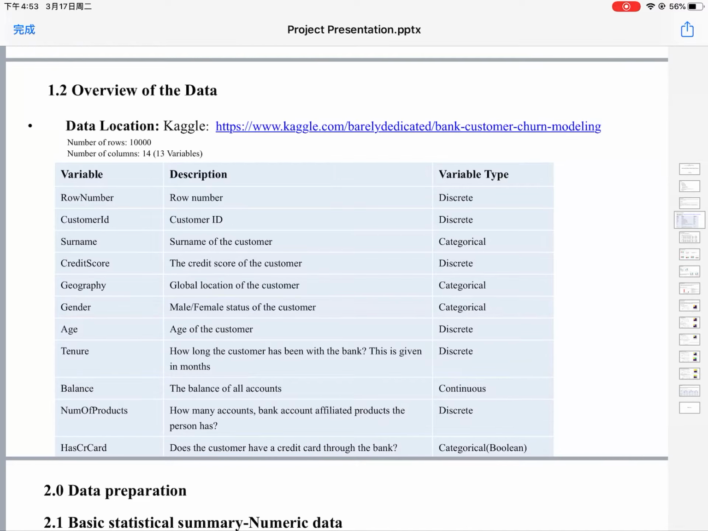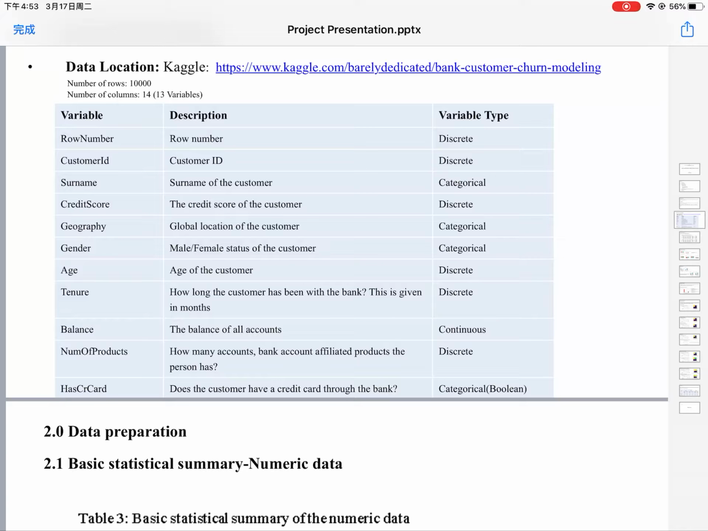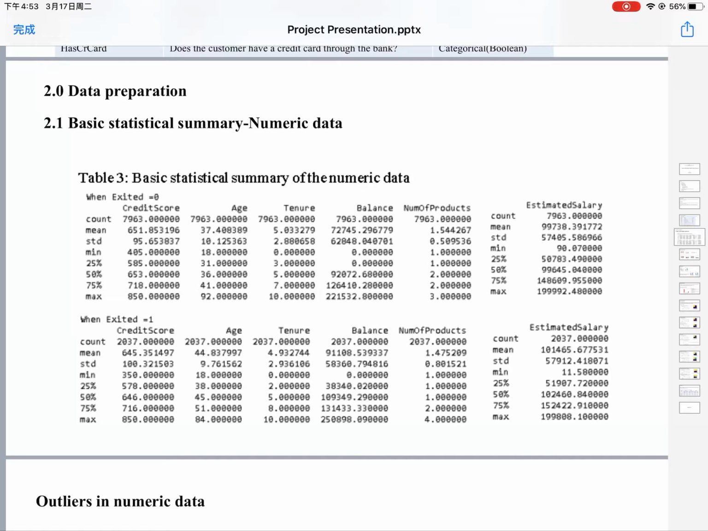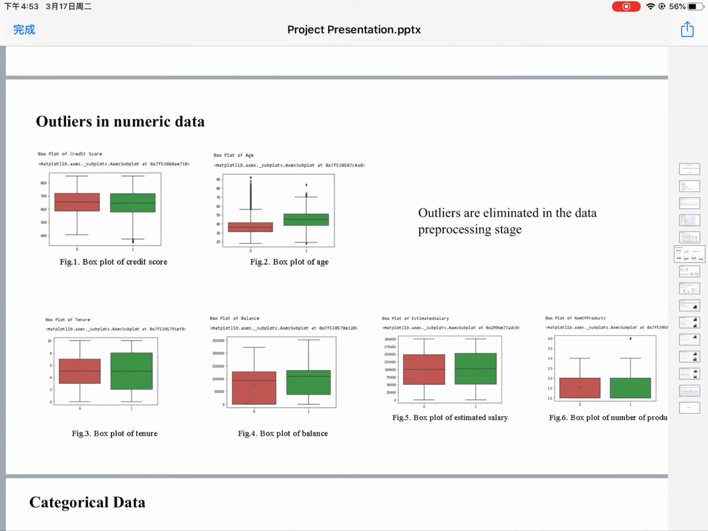So this gives an overview of the data. Here we have categorical, continuous, and discrete variables. The final one is the target variable. Now this presents the basic statistical summary of numeric data. Here we calculate the count, standard deviation, mean, and standard percentiles. Obviously, when we look at the numeric data, we can find outliers. These box plots are obtained to recognize outliers. These outliers can be eliminated in the data pre-processing stage.